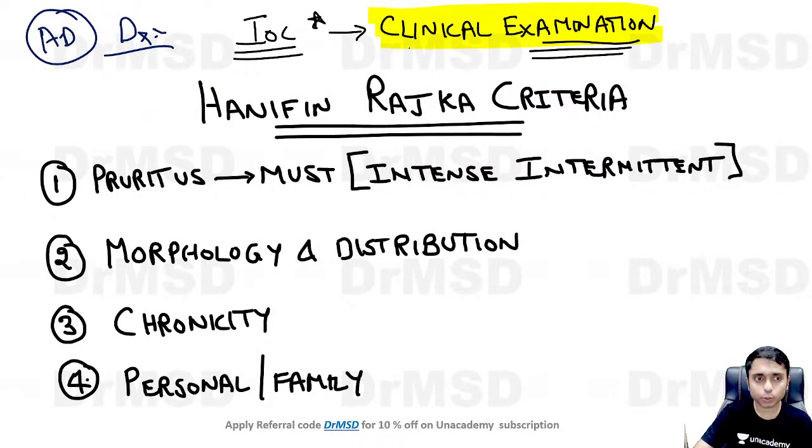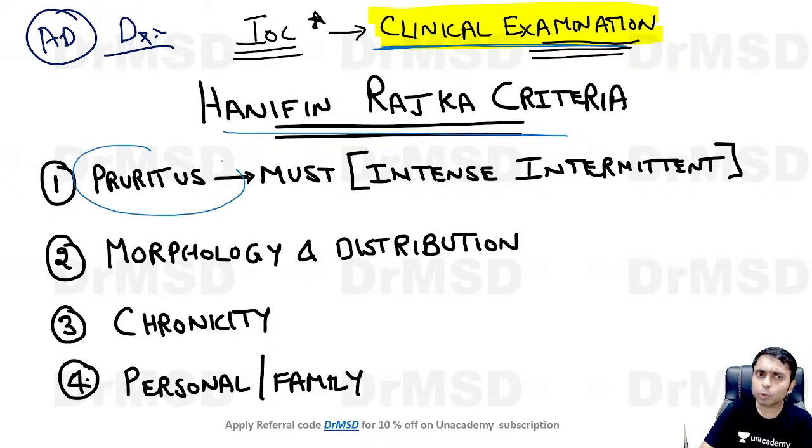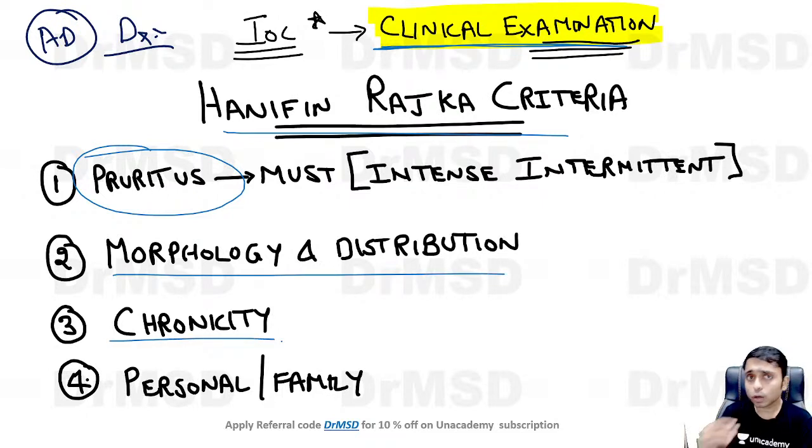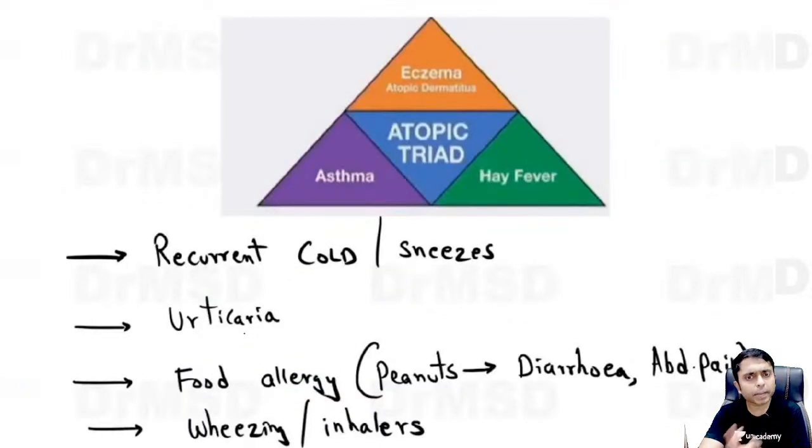Few points which you must know. Investigation of choice is clinical examination, and the criteria which is used is Hanifin-Rajka criteria, where pruritus is the most important major criteria which must be fulfilled. Okay, the rest of the things are morphology and distribution, and there should be a chronicity and recurrence history, and also personal or family history. Personal or family history also will be mentioned: bronchial asthma, wool intolerance, food intolerance, or presence of wheezing, or usage of steroids. So all this will be mentioned in the question.